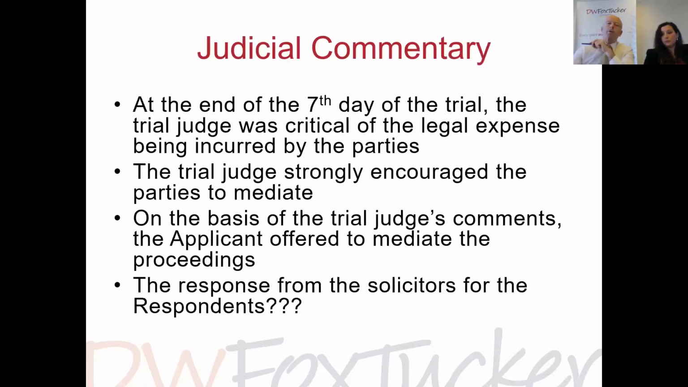We got partway through the trial, and at the end of the seventh day, the judge was quite critical of the amount that was being spent on this proceeding, and rightly so, and also the time that it was taking to get through it. At the end of the seventh day, we had just finished the claim, and we still had the counterclaim to go. The judge took time to strongly encourage the parties to look at mediation. On that basis, we wrote to our opponents and suggested that the matter should be mediated.